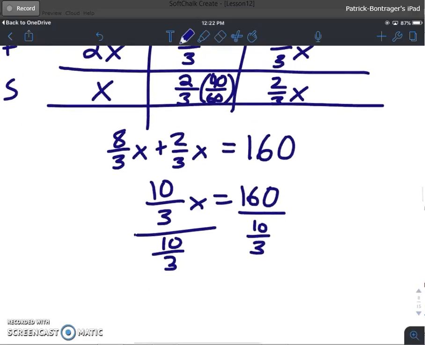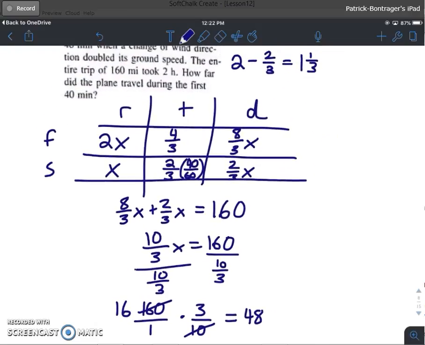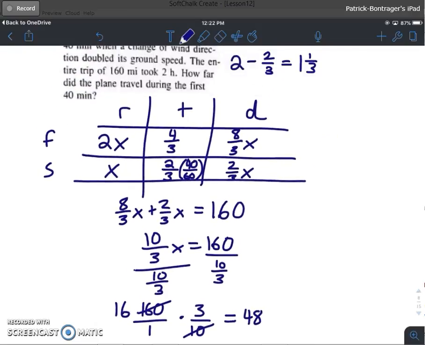When I divide fractions, I multiply by the reciprocal, so it's going to be 160 over 1 times 3 over 10. I'm going to cross cancel. 16, 48. So it's going to be 48 miles per hour for x. I'm going to put that in for x and for 2x. And then it asks how far it traveled in the first 40 minutes. So that would be the slower speed, so that's my answer. If I wanted to know how far it traveled after the first 40 minutes, I'd use 2 times that speed.